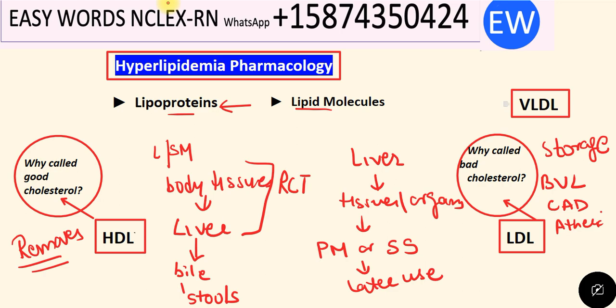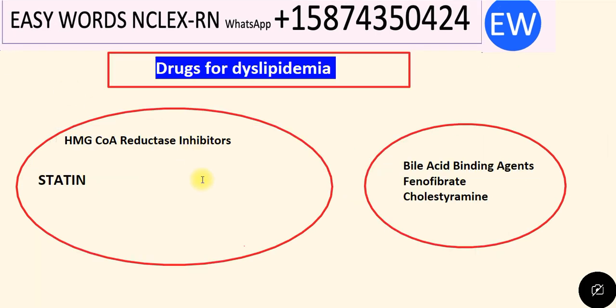Lastly, we have VLDL, that is very low density lipoprotein, and this one is usually a primary carrier for the triglycerides in the blood.